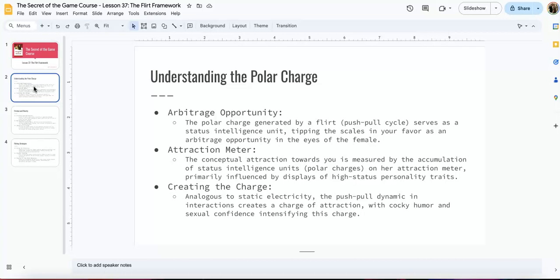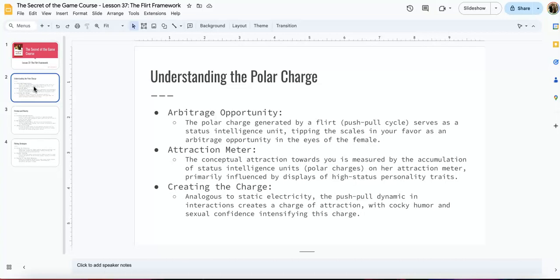We're not necessarily going for rapport. We're not going for friends. We're trying to create a polar charge with her through flirting. So the arbitrage opportunity in her eyes, from her arbitraging ego, is present from guys that can free association flirt and generate those feelings inside of her that are associated with him being high status.